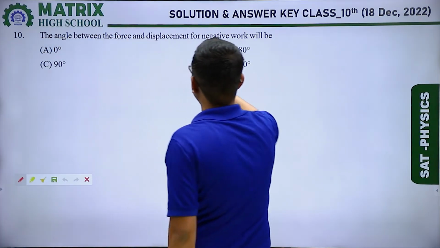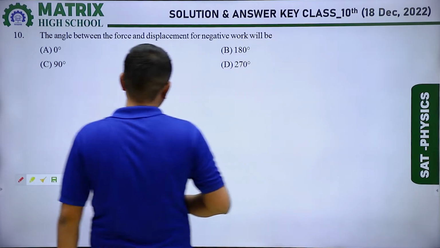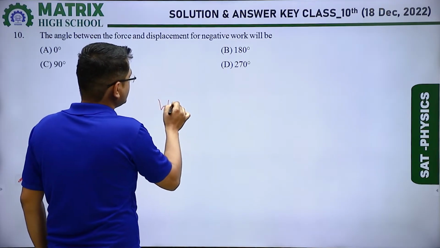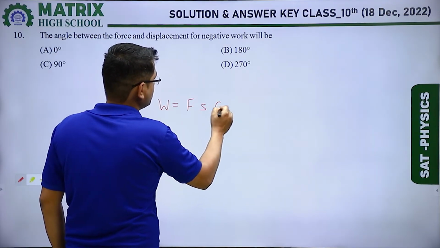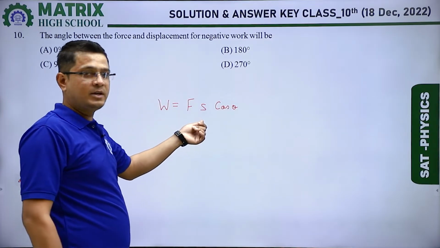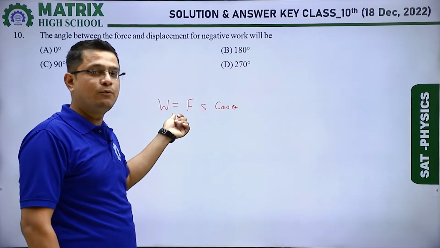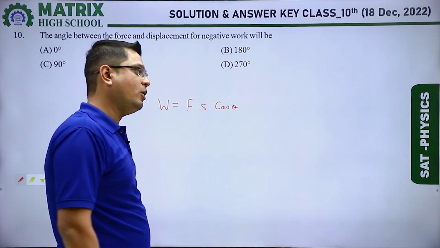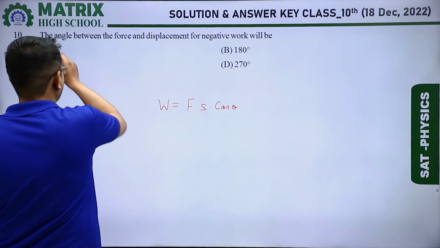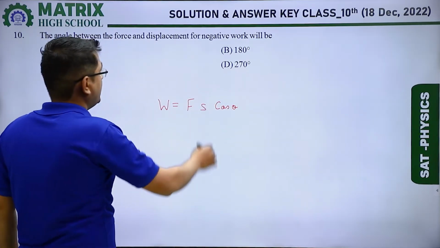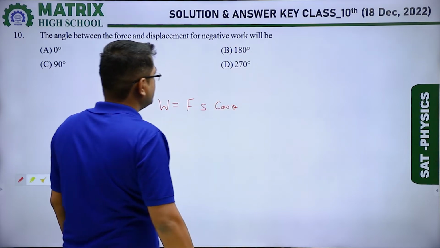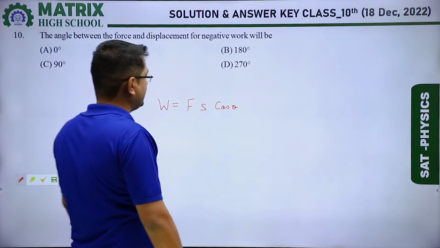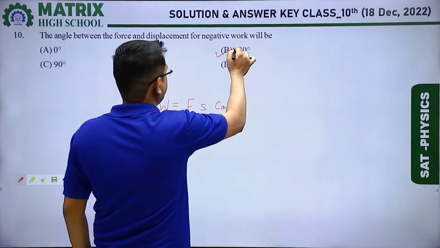Next question, question number 10. The angle between force and displacement for negative work will be? So for this we will write the formula of work first. The formula of work is given by F into S into cos theta. F is the applied force, S is displacement, and theta is the angle between force and displacement. Whenever the value of cos theta is negative, the work done will also be negative. We can see here that the value of cos 0 is positive, and the value of cos 180 is minus 1. So whenever the angle is 180, the work done will be negative. So the correct answer will be option B.